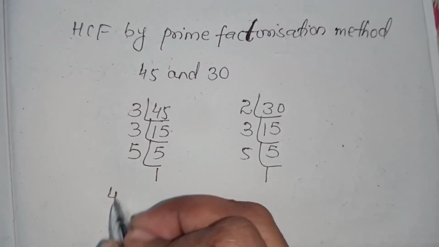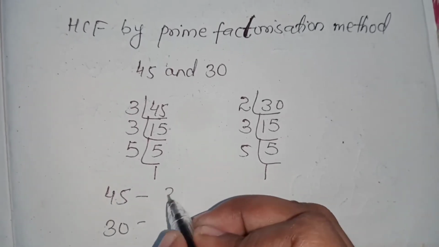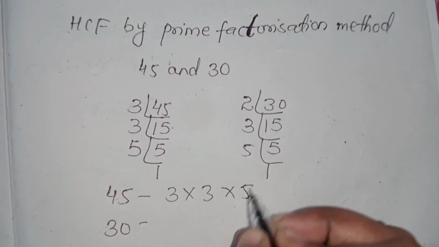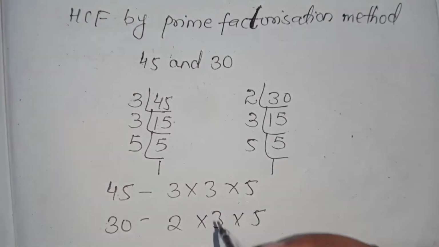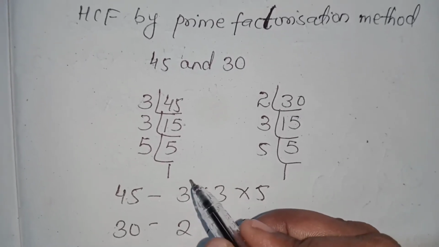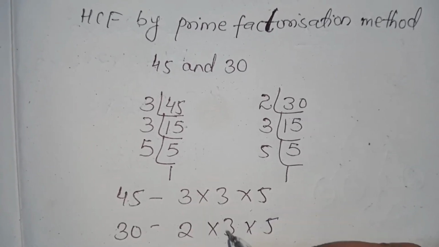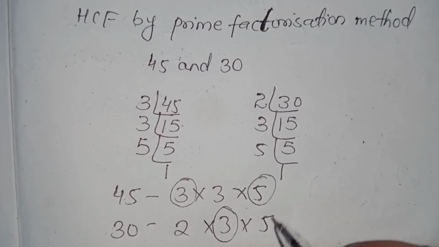So what I will do now, I'll write here 45 30. What I got for 45? 3 into 3 into 5. For 30, 2 into 3 into 5. Now let us circle, okay, which are common in both. So you can see that 3 is common and 5 is common in both.